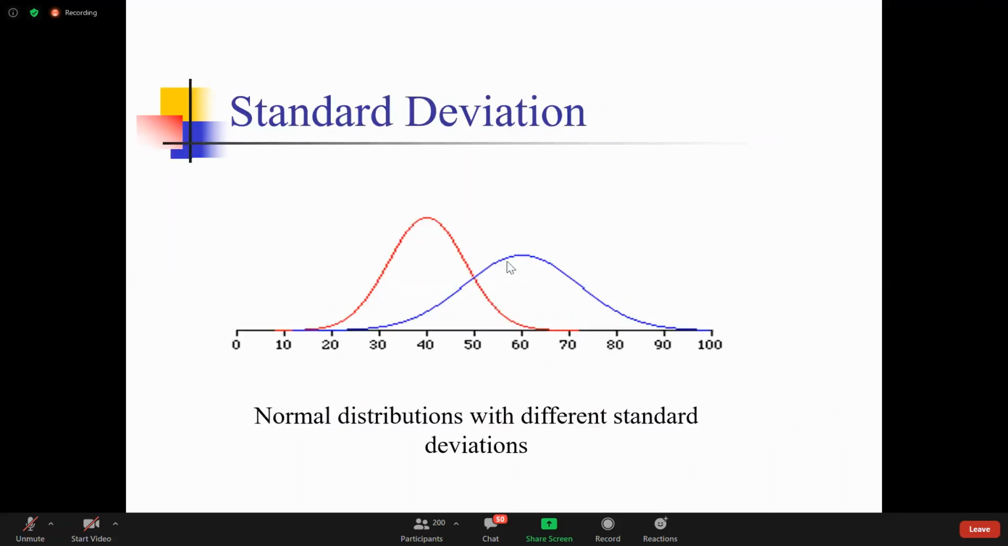Now, these two graphs, look, which distribution has the larger standard deviation, the blue or the red? You can see the blue is spread way beyond the red. So that has higher variability, or larger standard deviation.